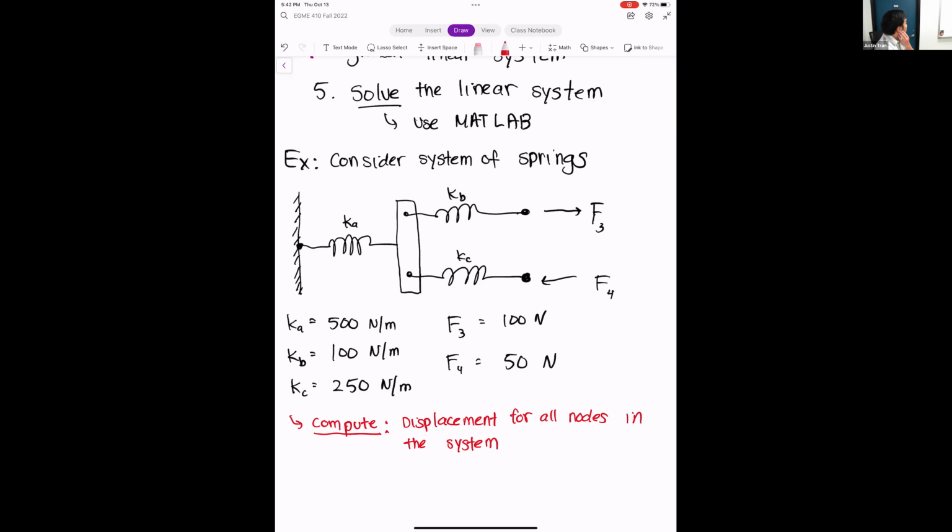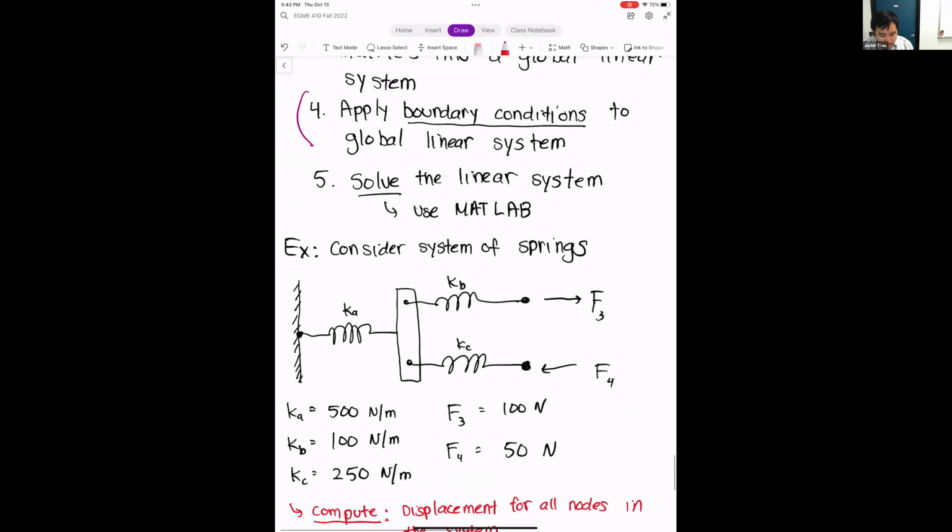All right, so there's a setup for our problem. We have three springs, and of course, those three springs are going to be our elements. Then we need to solve for the displacement of all the nodes in the system. All right, so let's go ahead and follow the recipe that I laid out before.